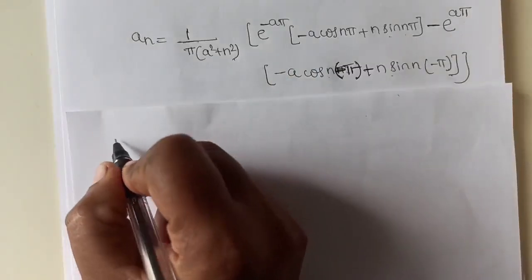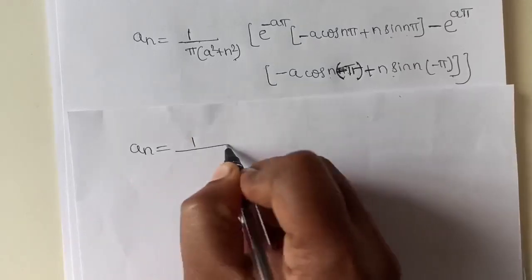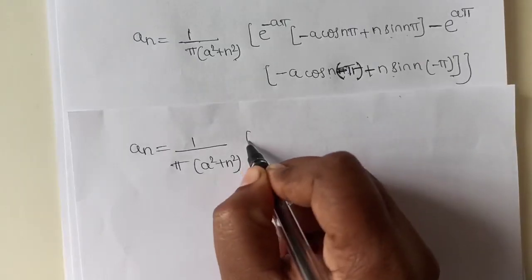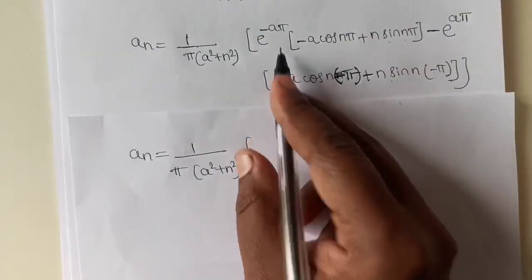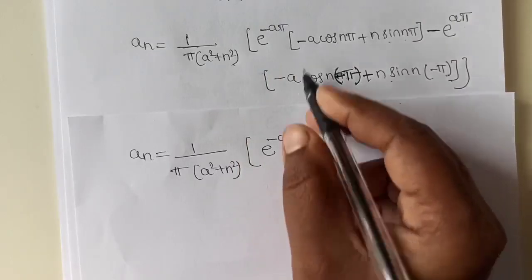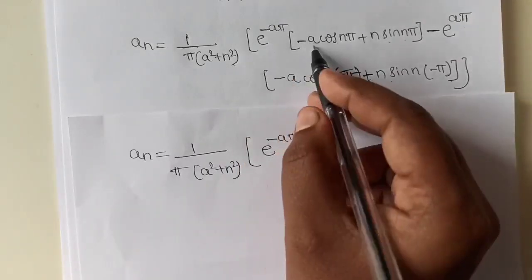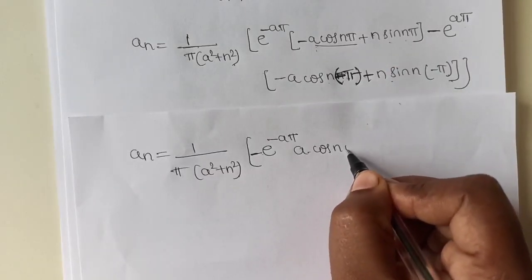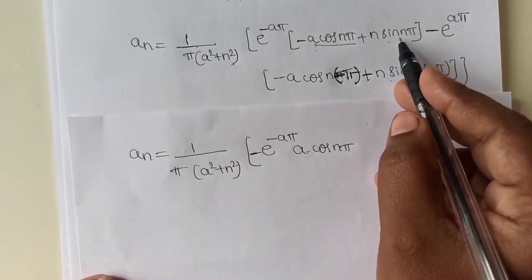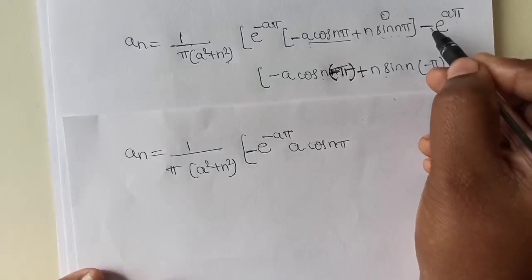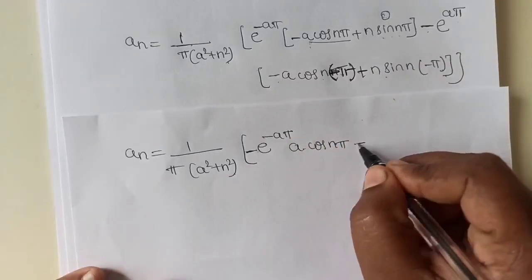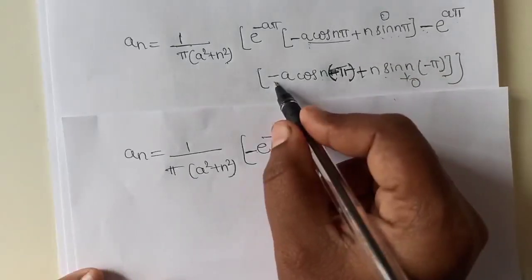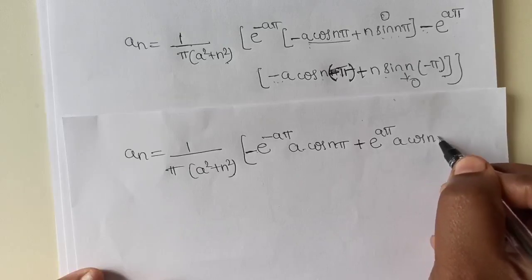Now further simplifying, we get an is equal to 1 divided by pi times (a square plus n square), here e raised to minus a pi. So we take this one, multiplying this with minus, we get minus a into cos n pi. We know that sine of any multiple of pi is equal to 0, therefore this becomes 0. Next, minus into minus we get plus e raised to a pi, again this one is 0, so minus into minus plus a cos n pi.